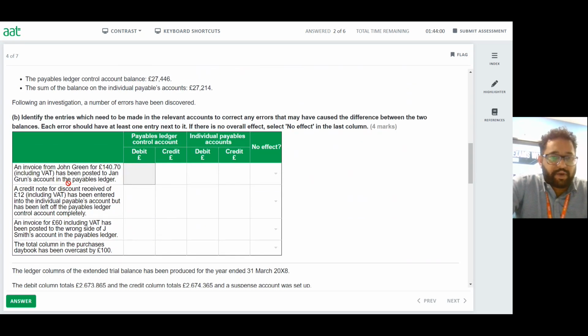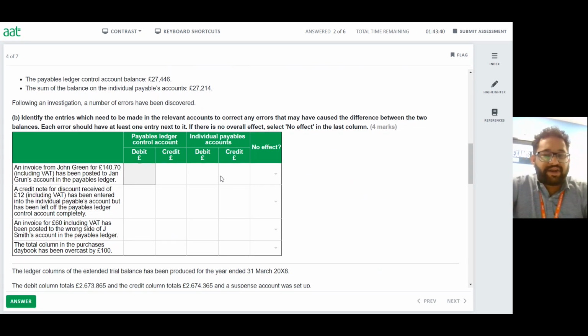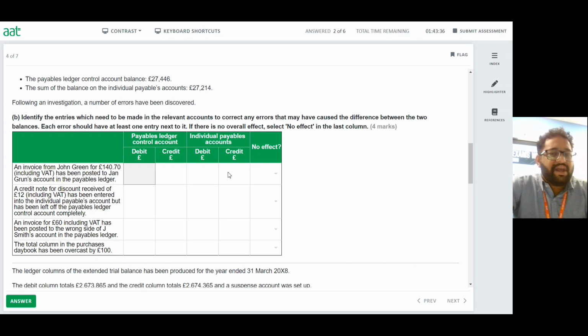So now let's look at the first one. An invoice from John Green for £140.70, including VAT, has been posted to Jan Grun's account in the payables ledger. This is a classic example of an error of commission. Therefore, this will not affect either one of these, because one of these accounts will have a debit entry and one of them will have a credit entry. I can simply put it here, but this will not make an overall effect. So I'm going to say it's a no effect. Look at the next one here.